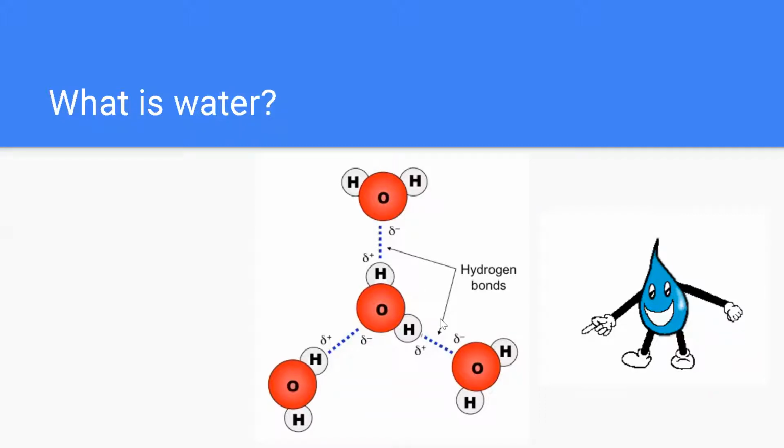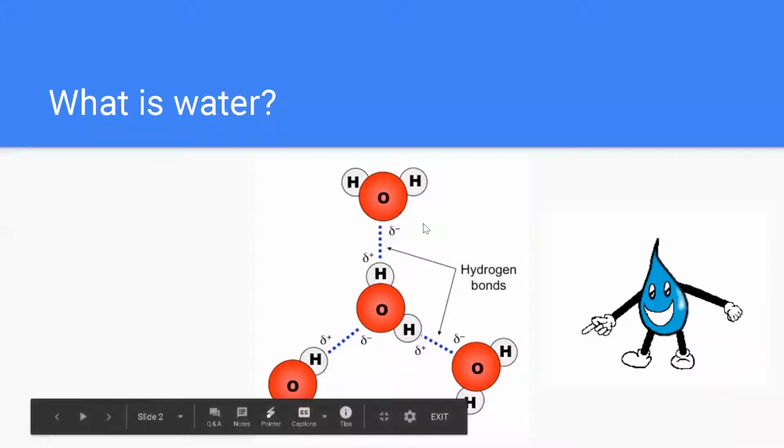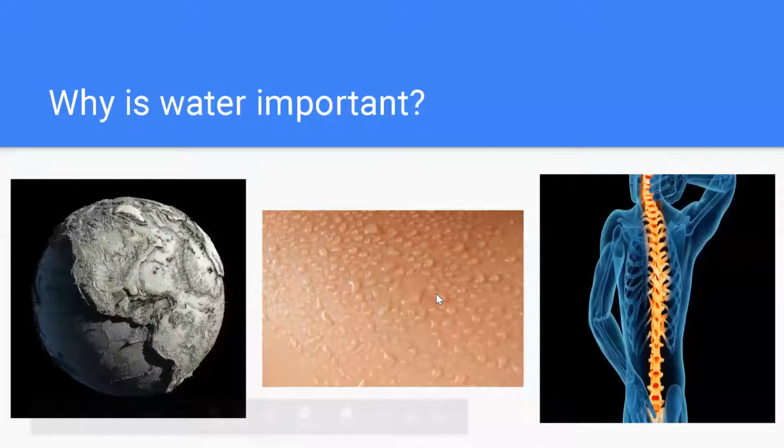So it's not just that every single drop of water is one water molecule. It's thousands upon thousands of water molecules that are connected together through these hydrogen bonds, okay? So now let's talk about why water is important. What purpose does it serve?